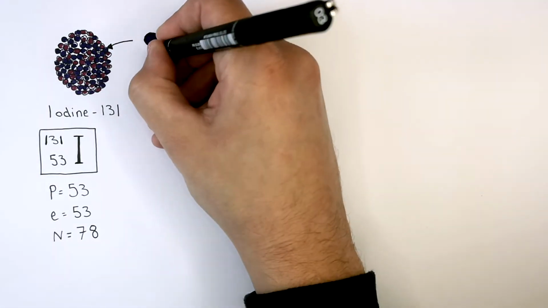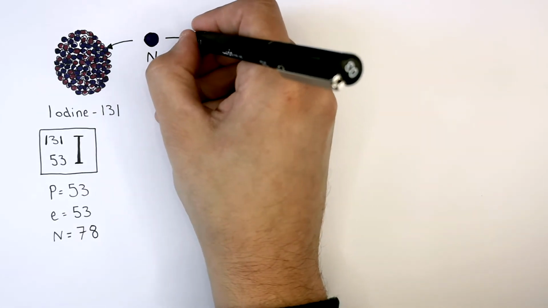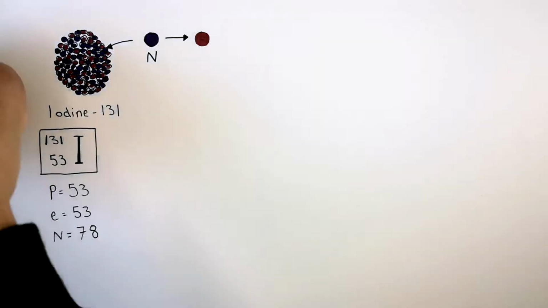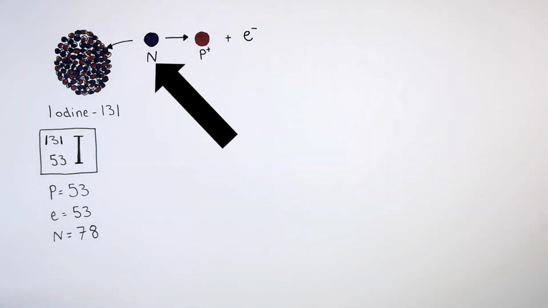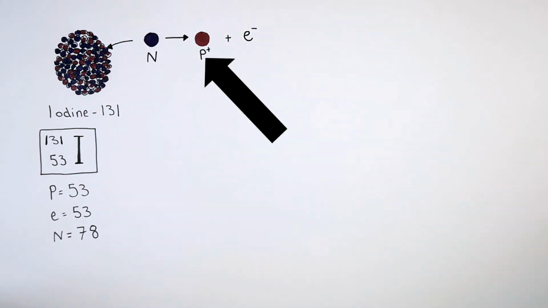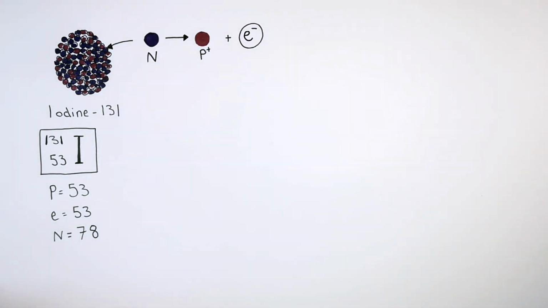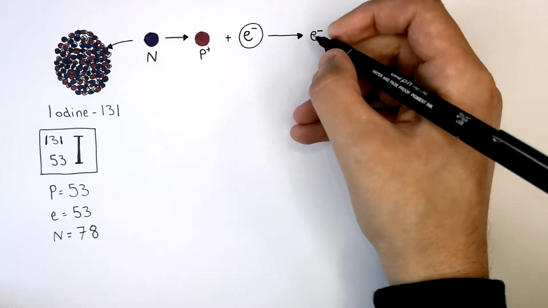So let's look at a neutron inside the nucleus. The neutron has not left the nucleus, but all I'm doing here is visualizing one neutron in the nucleus. Inside the nucleus of this iodine-131 atom, there are too many neutrons. That means that a neutron is going to change into a proton and an electron. So the neutron is going to change into one positively charged proton and one negatively charged electron. The neutron turns into a proton and an electron, and that electron is immediately emitted from the nucleus.